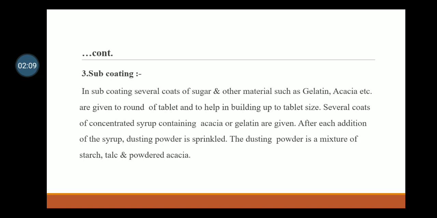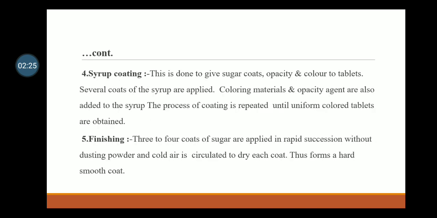Several coats of concentrated syrup containing acacia or gelatin are given. After each addition of the syrup, dusting powder is sprinkled. The dusting powder is a mixture of starch, talc, and powdered acacia. Fourth, syrup coating. This is done to give sugar coats opacity and color to tablets. Several coats of the syrup are applied. Coloring materials and opacity agents are also added to the syrup. The process of coating is repeated until uniform colored tablets are obtained.